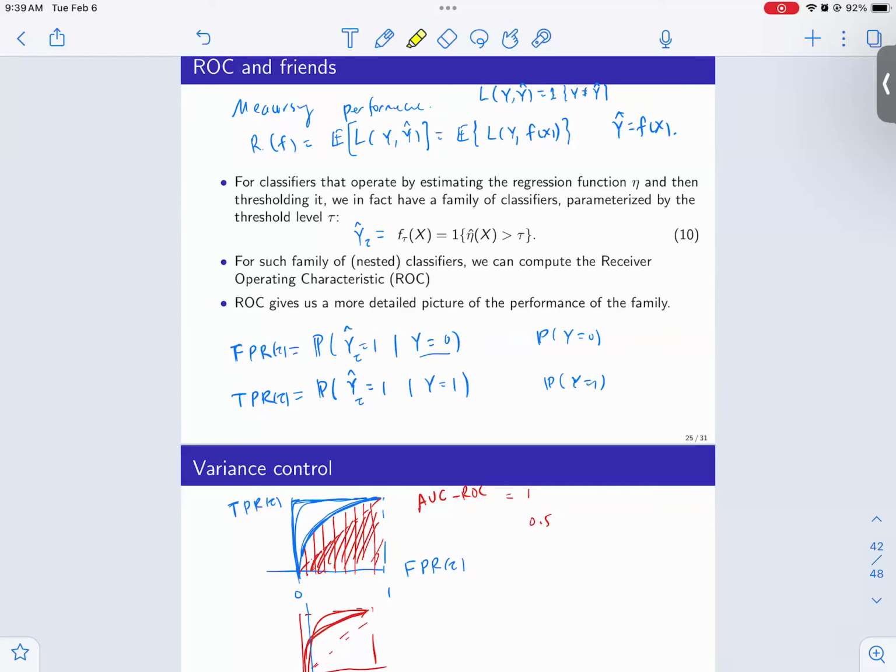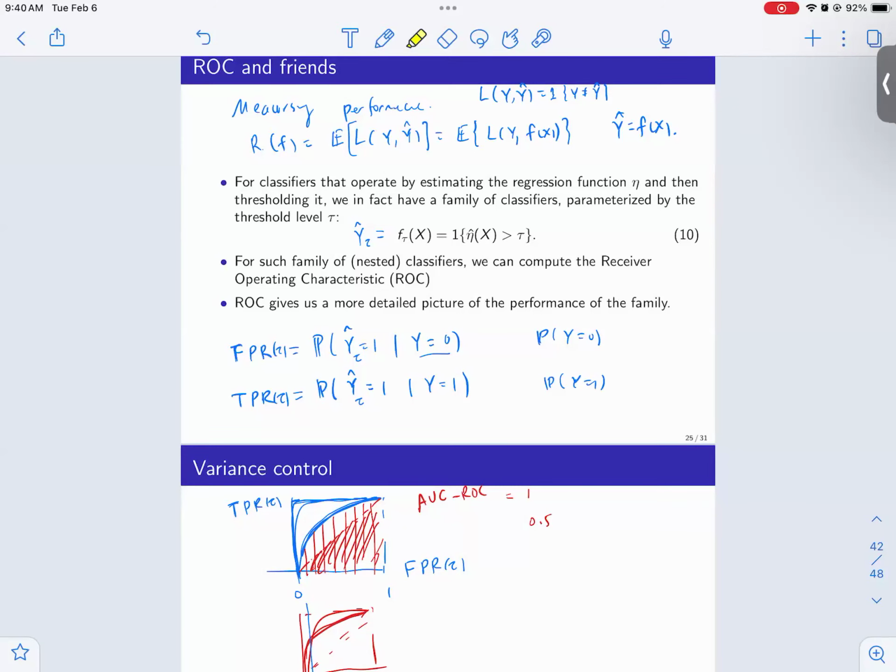I pointed out that there is another way of measuring performance of classifiers, which is through this idea of ROC. And the one thing that I wanted to emphasize, because it's often confusing to people, is that this ROC is really a property of the family of classifiers indexed by threshold. So it's not a measure of the performance of a single classifier. If you give me a single classifier, it's just a binary decision. So give me X, I give you the binary decision.